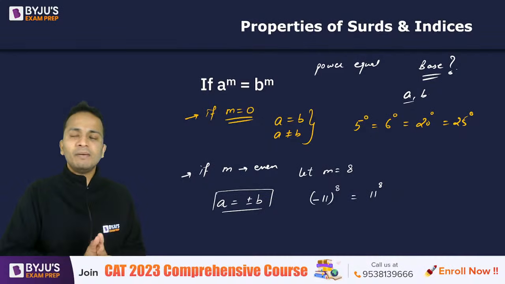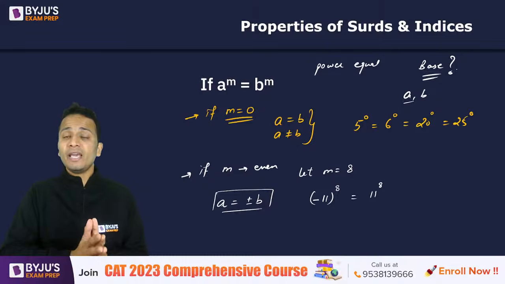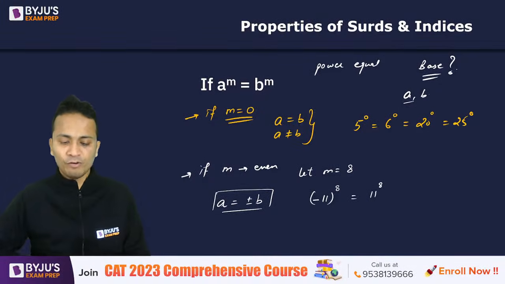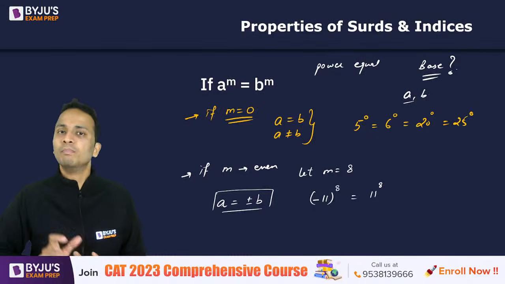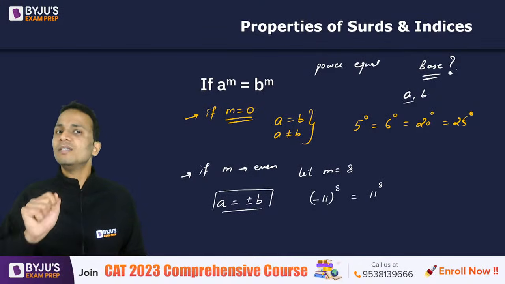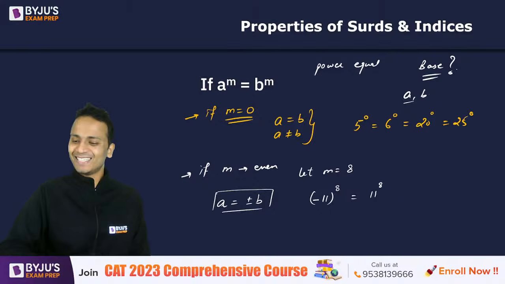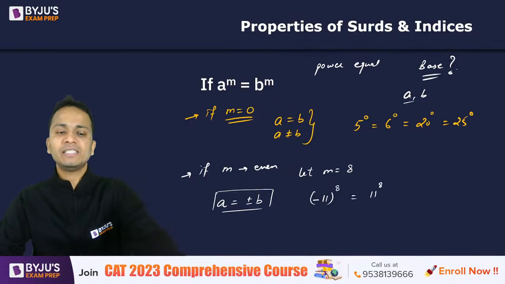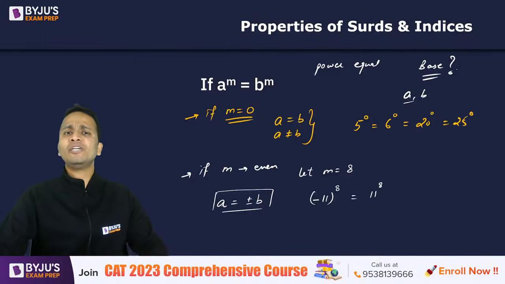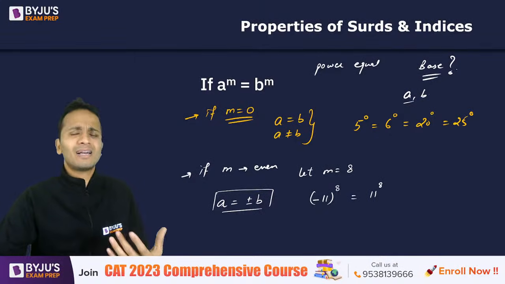So if the value of M is even, then A may be equal to B, A may be equal to negative of B as well, right? So these are the two exceptions. For any other value of M, both the bases A and B will always be equal, right? Let's move ahead. So these are the properties that you need to remember, that you need to understand. You don't need to rote-memorize them too much.